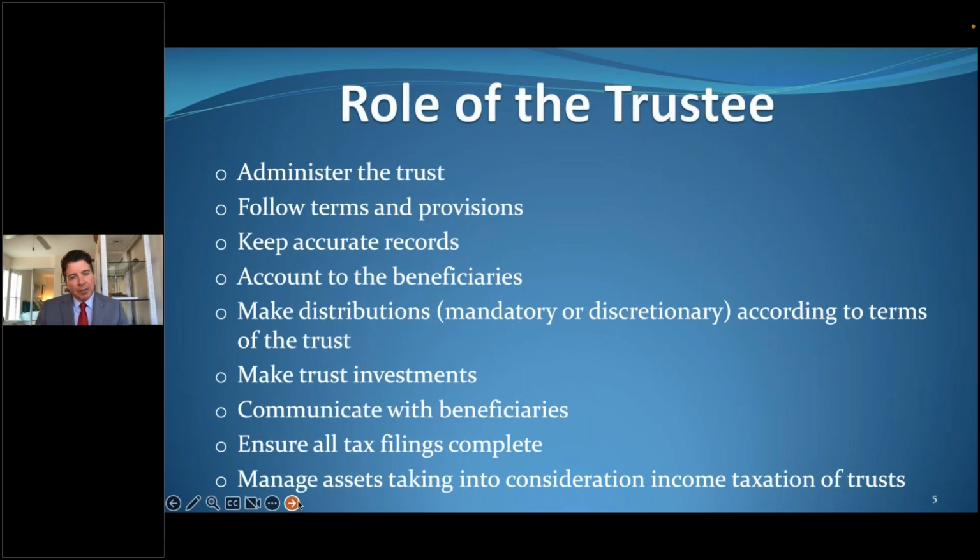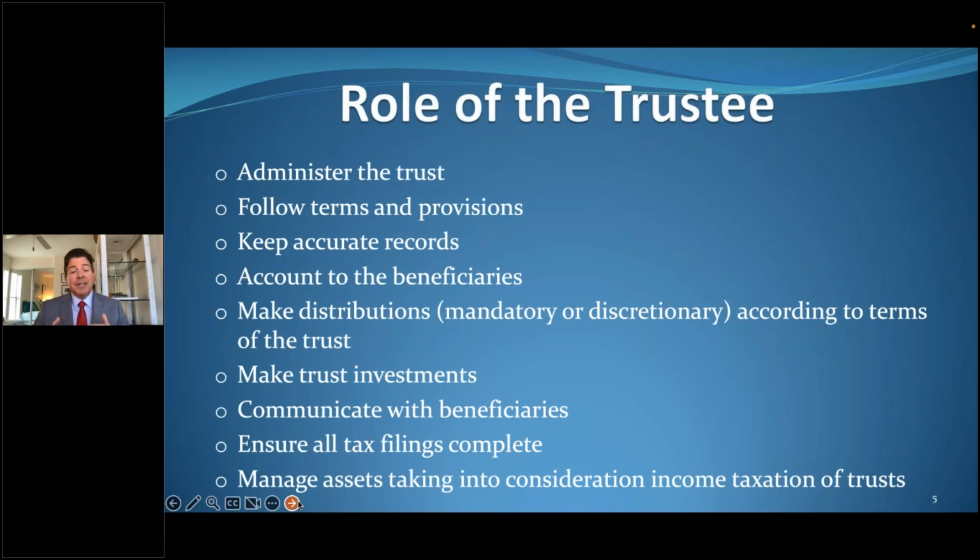The trustee needs to communicate with the beneficiaries. Beneficiaries in this day and time are entitled to notice. We're talking about Maryland law now. This is Maryland law that beneficiaries are entitled to notice, qualified beneficiaries, and they're entitled to information, and they're entitled to communication from the trustee. So it would be a breach of duty for the trustee not to communicate.